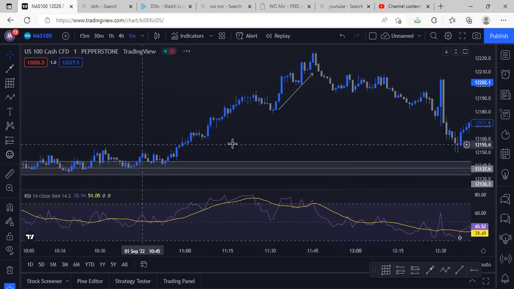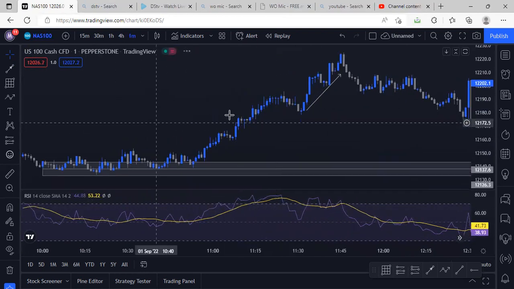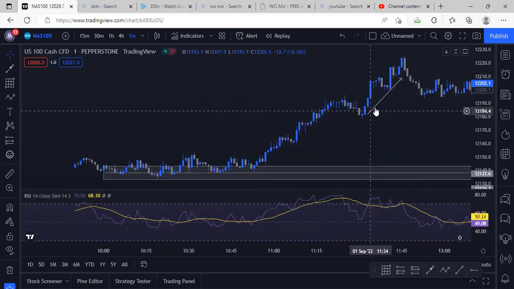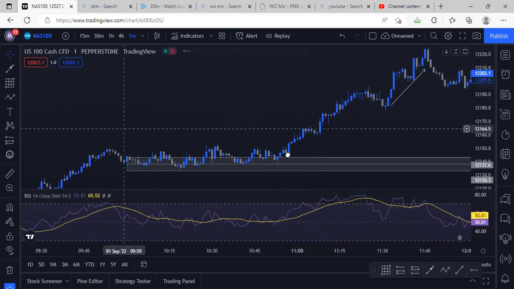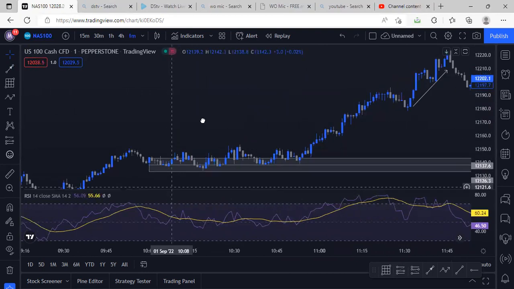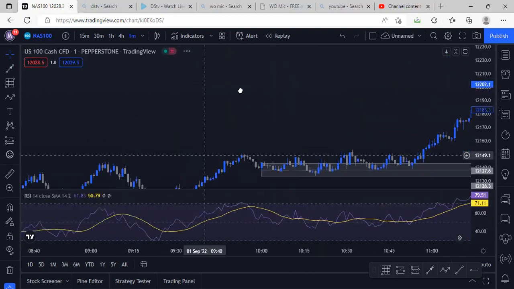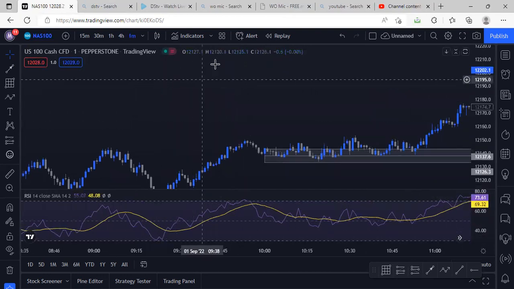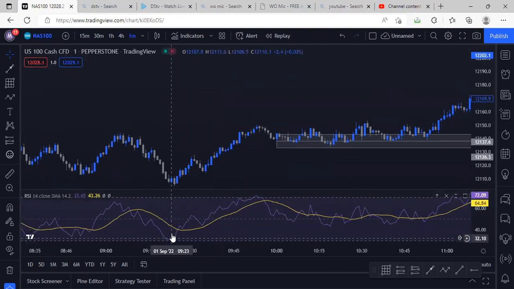This strategy is very profitable, guys. It's very profitable. Even on the 1 minute time frame, you don't even have to wait for that long period of time for the RSI to reach the 70 level or the 80 level. As you can see, another example is right here.